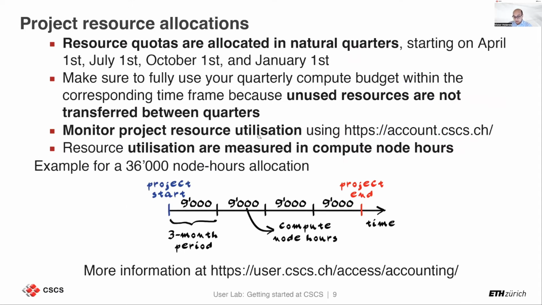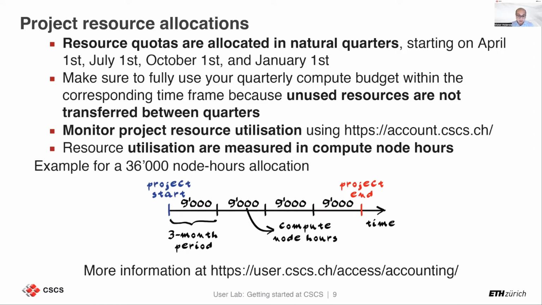So, considering that you already have an account, there are some details you have to be aware of. We allocate compute node hours at CSCS for the user lab in natural quarters. They start on April 1st, July 1st, October 1st, and January 1st. These allocation schemes allow us to have a fairer usage of the resources. So you need to make sure that you use the resources you have for the given quarter, because they do not carry over from one quarter to another.